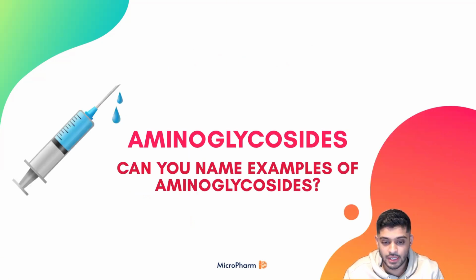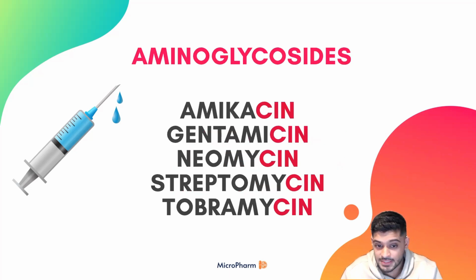Now let's go through aminoglycosides. So can you name some examples of aminoglycosides? Gentamicin, anything else? Amikacin, absolutely. So vanc is a glycopeptide. So always remember vancomycin is not an aminoglycoside. It gets mixed up quite often. Amikacin, gentamicin, neomycin. Where would you see neomycin used?